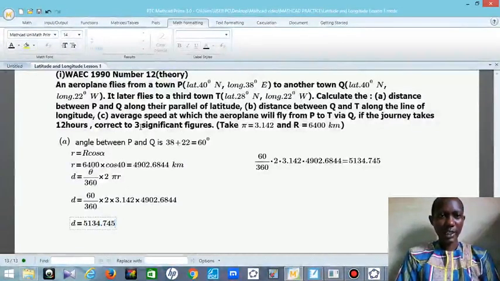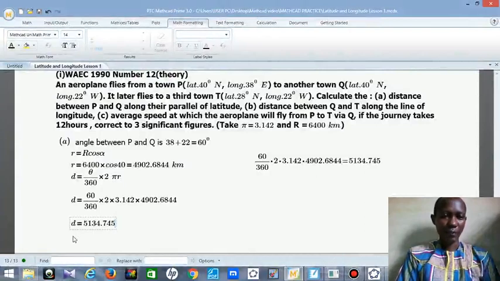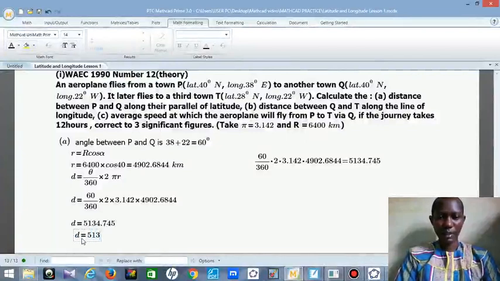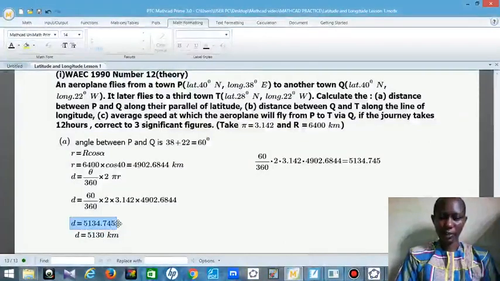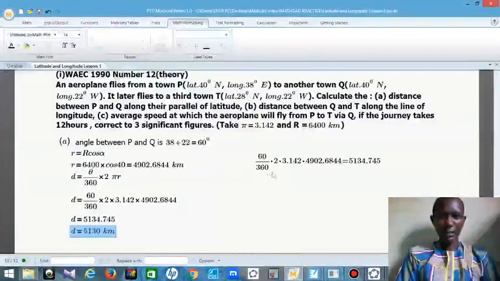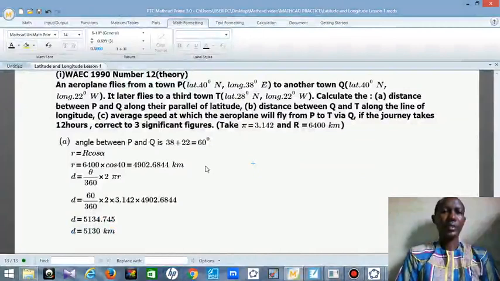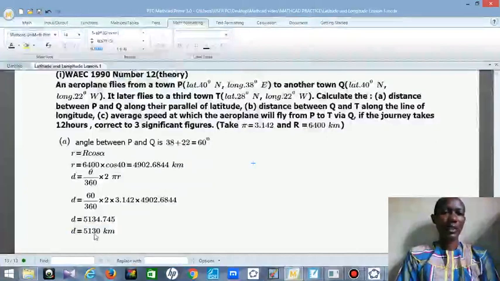And let's see the approximation. General approximation, to 3 significant figures. So we should put all our answers to 3 significant figures. So we are going to count 1, 2, 3. The next digit, 4, is not up to 5. So the final answer for D will be 5,130 kilometers. So this is our first answer in this solution. Take note of that. Just follow the steps. It's not a difficult one. So A, the answer is 5,130 kilometers. That is the distance between P and Q.